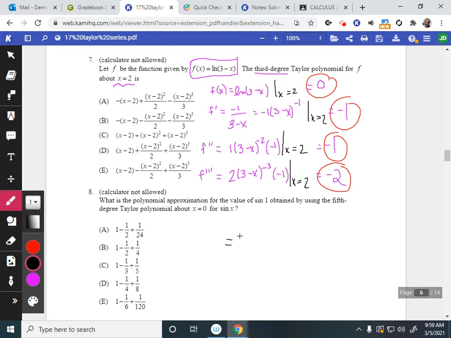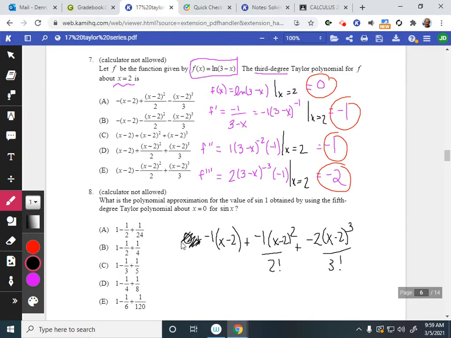Okay, so let's use all of those values for my function and its derivatives to write the Taylor series. So my Taylor series will be, whoops, let me give myself more space. So f of 2, sorry, not f of 0, f of 2, plus the first derivative at 2 times x minus 2, plus the second derivative at 2 times x minus 2 squared over 2 factorial, plus the third derivative at 2 times x minus 2 to the third over 3 factorial.